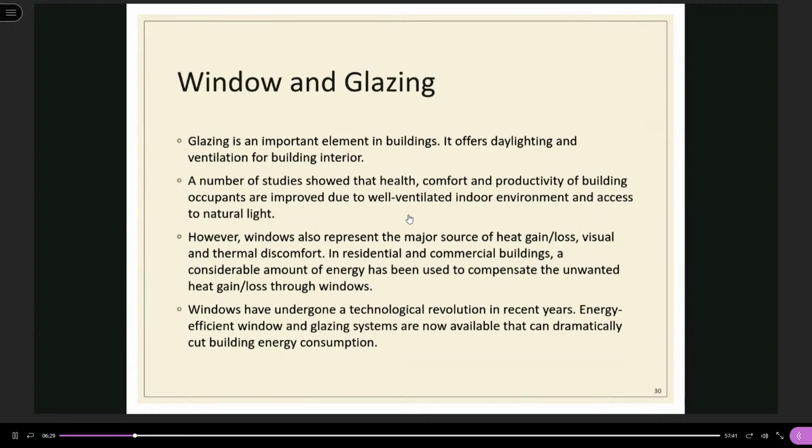So it is the weak point, and there could be leakage in the windows. There could be condensation. There could be noise transmitted through the window, so it is a weak point. Windows have undergone a technological revolution in recent years. Energy-efficient windows and glazing systems are now available that can dramatically cut building energy consumption.